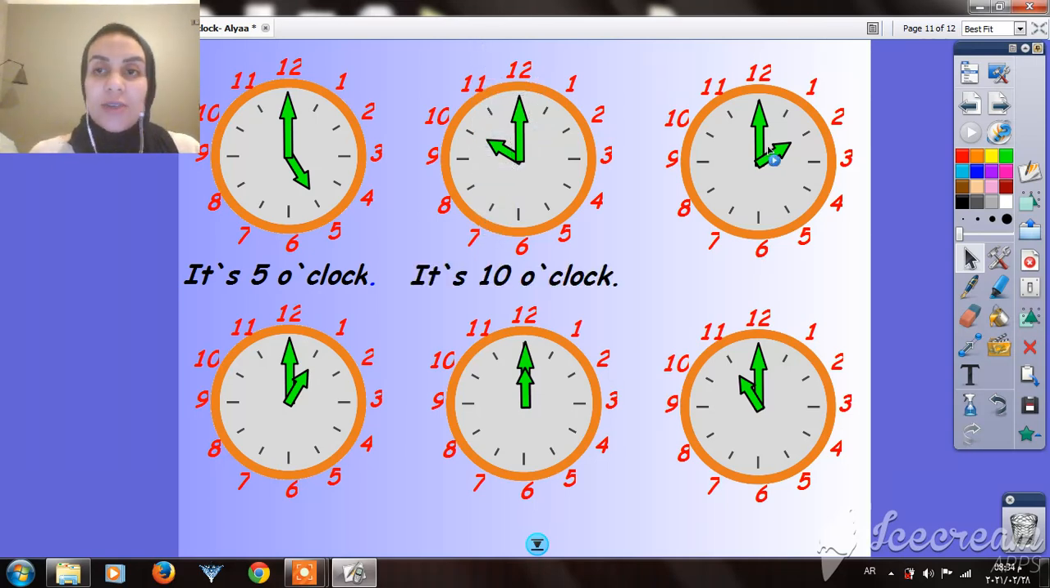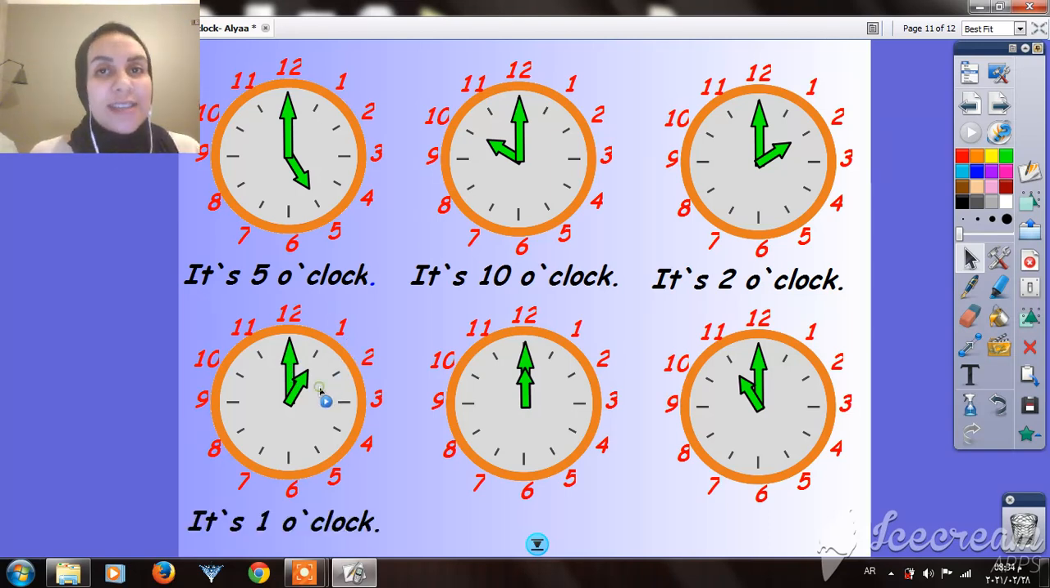Here, what time is it? The short arm is pointing to number 2, so it's 2 o'clock. Very good. Okay, here the short arm is pointing to number 1, so it's what guys? It's 1 o'clock. Very good.